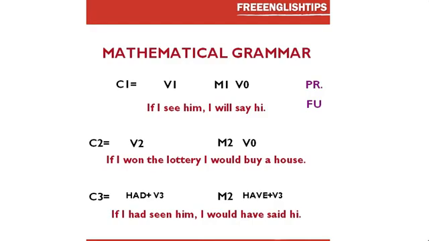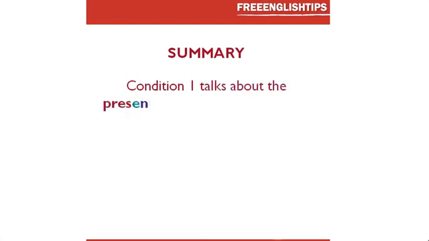We are not talking about the past. Even though the verb looks like it's in the past, we are not talking about the verb in the past. It is in the present or the future. If I won the lottery tomorrow, I would buy a house tomorrow. It's about the present or the future. And in condition 3, this is the exception. This is talking about the past. So in summary, condition 1 talks about the present or the future and is real.